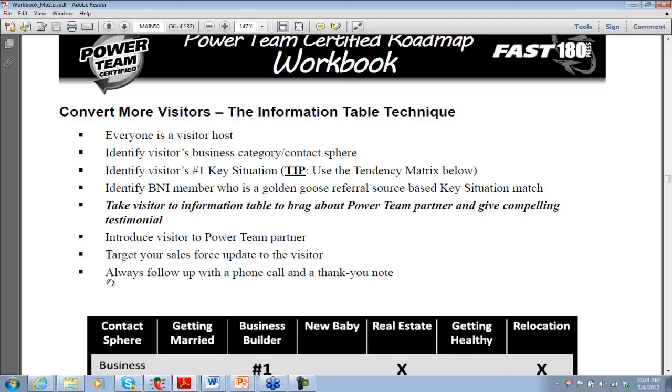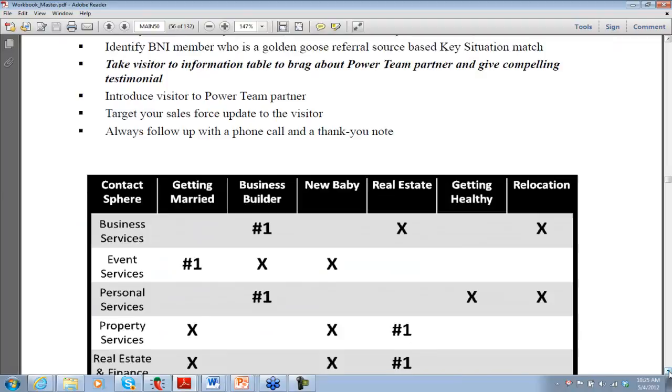And then as we're talking about converting visitors into members, following up with a phone call and a thank you note. I know that somebody mentioned Send Out Cards earlier, whether it be a Send Out Card or a handwritten note, following up will definitely increase your closing ratio for visitors. Okay, so we'll just wrap it up with what we have at the bottom of the page.